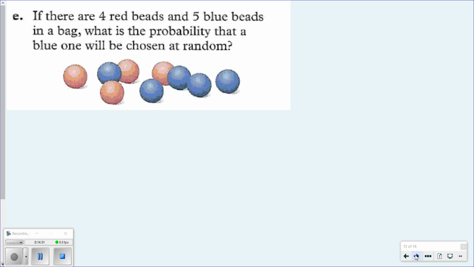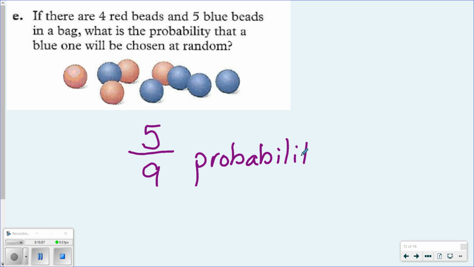Alright, last one. Probability, what we learned earlier in the week. If there are 4 red beads and 5 blue beads in a bag, what is the probability that a blue one will be chosen at random? Remember, the first thing we want to do is find out the total number of beads. So 4 and 5 makes 9 total beads. And the question wants to know how many blue ones we could have gotten, which would be 5 ninths. So 5/9 is the probability of a blue bead.